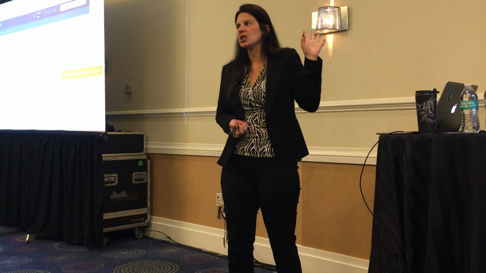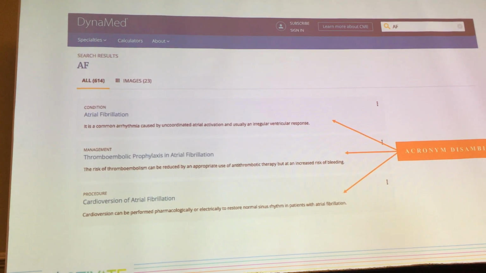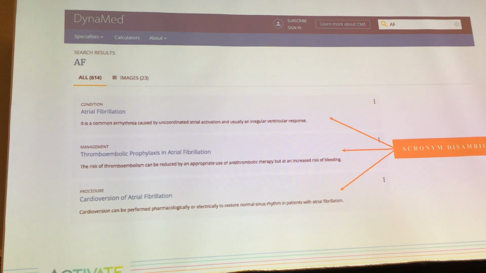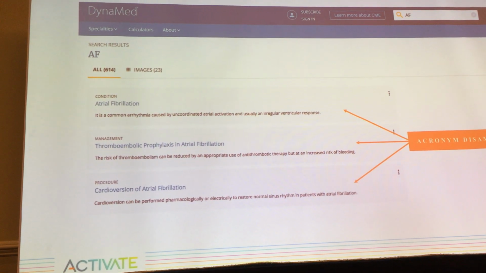So let's go ahead and take a look at the results in Dynamed. So what you can see here now is, since I have done a default context disambiguation, that I have far more precision in my results. All of these titles really relate to what my target preferred acronym is.